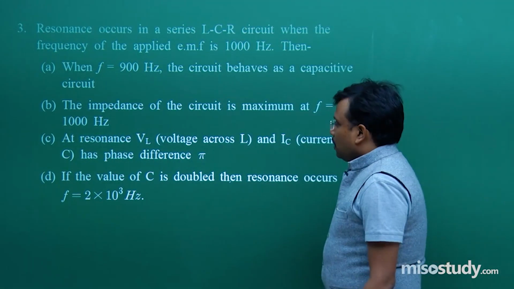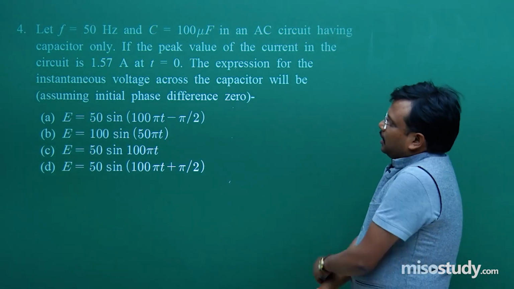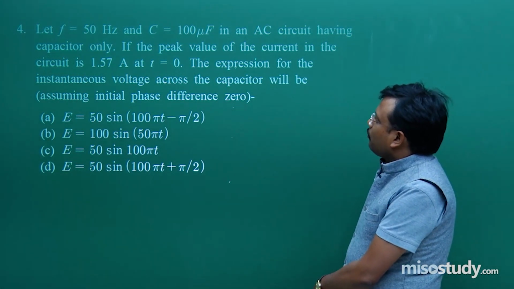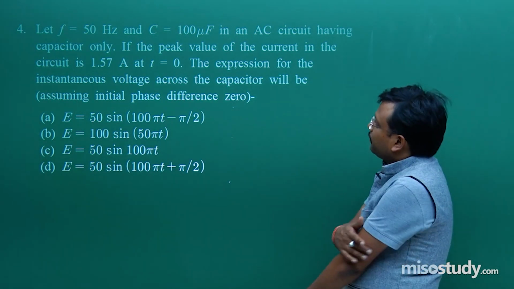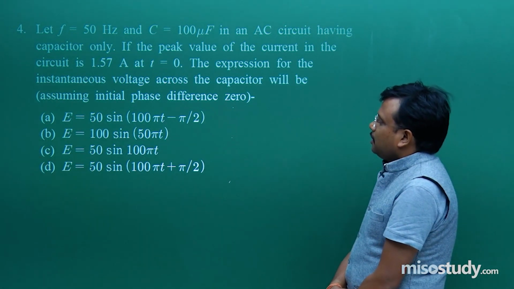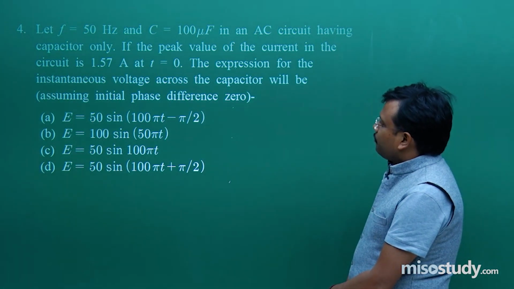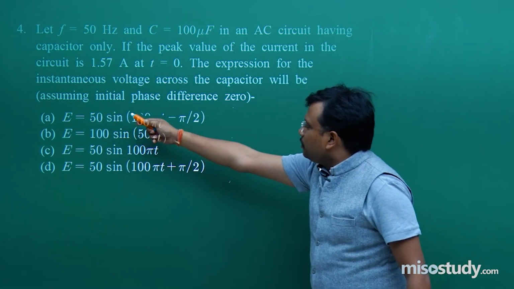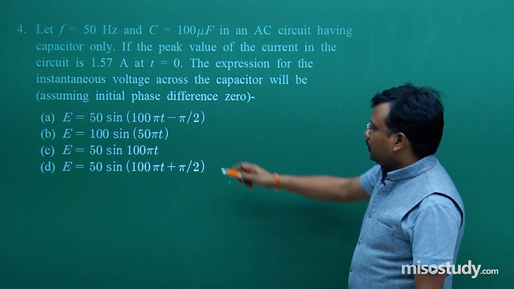Fine. Now, let us move for the question number 4. Let F is equal to 50 Hertz and C is equal to 100 microfarad in an AC circuit having capacitor only. Only capacitor is connected. If the peak value of current in the circuit is 1.57 ampere at any time t is equal to 0, the expression for the instantaneous voltage across the capacitor will be how much? Initially, you have to assume that initial phase difference is nothing, that is 0. Fine. So, then options are given.